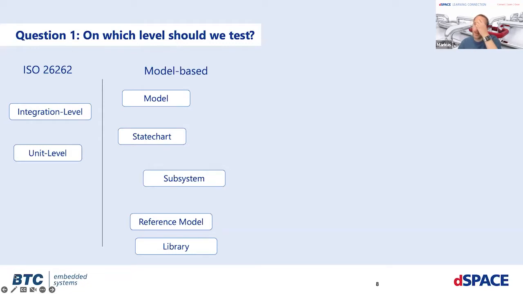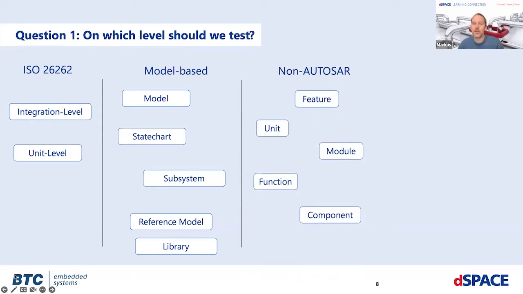And then if we look at customer projects that are not AUTOSAR, there we really see a zoo of different expressions that are not standardized at all. So sometimes they say, okay, we have a feature and the feature has multiple modules and the module has multiple functions and the function has multiple units. So this is really a little bit random, which is okay. We just have to make sure that everyone, at least in one project, speaks the same language.